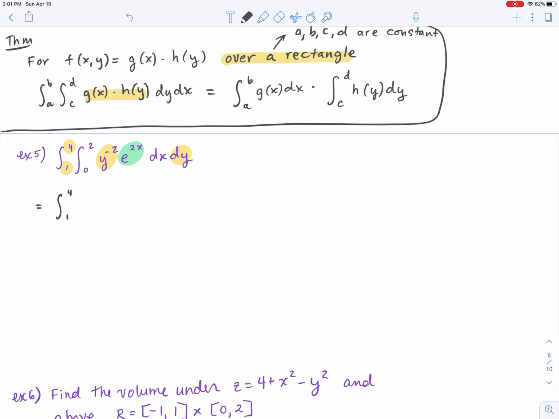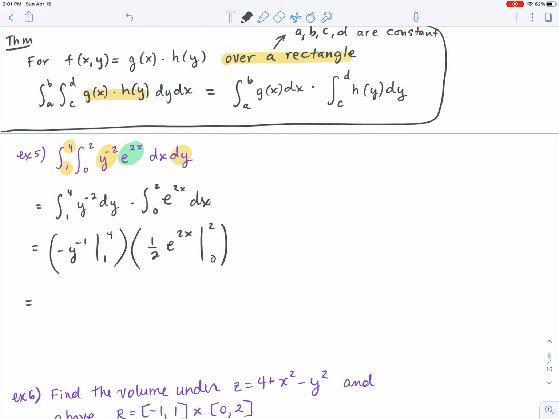And so we've got y to the negative 2 dy, and then the other integral is going to be the integral from 0 to 2 of e to the 2x dx. And when you integrate these, we're going to add 1 and divide. So we're going to have negative y to the negative 1 evaluated from 1 to 4 times 1/2 e to the 2x evaluated from 0 to 2.